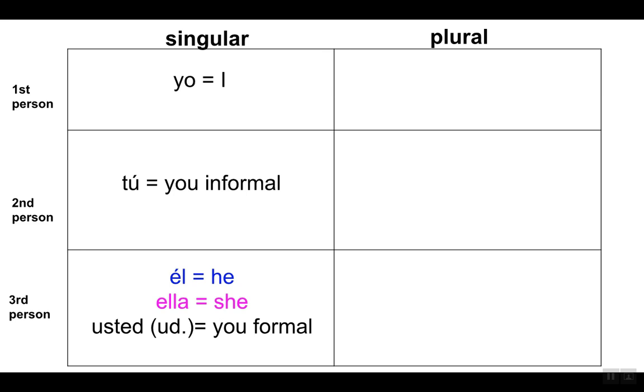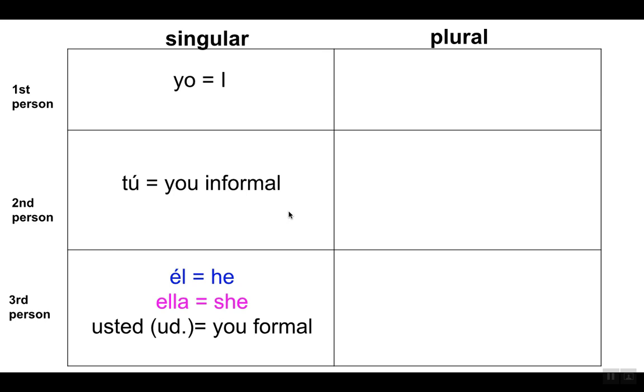And then we have usted, which is you formal. Now I know you is technically second person, but when we do verb conjugations in a couple of weeks, you're going to use the third person singular verb ending for verbs that are for usted. So we're going to stick it down here, even though it's technically not in the right place according to the person, but it will make sense later on.